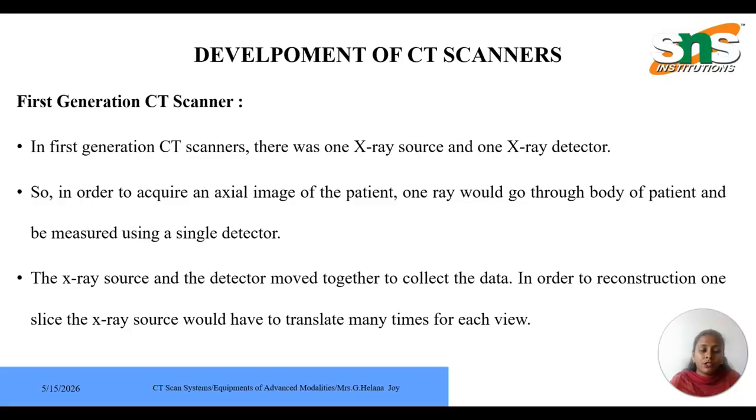In the first generation CT scanner, there was one X-ray source and one X-ray detector. In order to acquire an axial image of the patient, only one ray would travel through the patient's body, and it was measured using a single detector. The X-ray source and the detector moved together to collect the data. In order to reconstruct one slice, the X-ray source had to translate many times for each view.